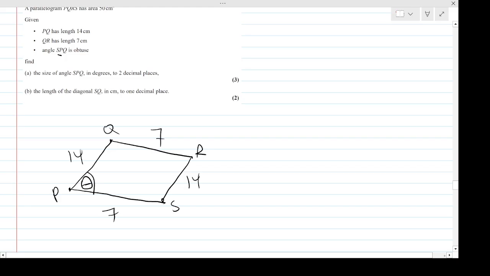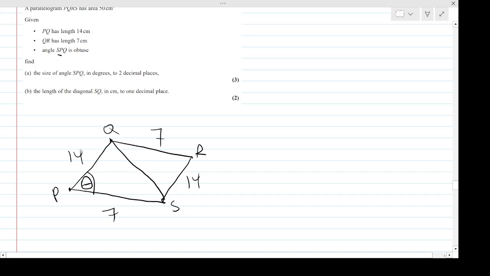Okay. So that actually makes it a lot easier then, because obviously we can draw a triangle then. So obviously the best idea is to draw a diagonal to create two triangles.